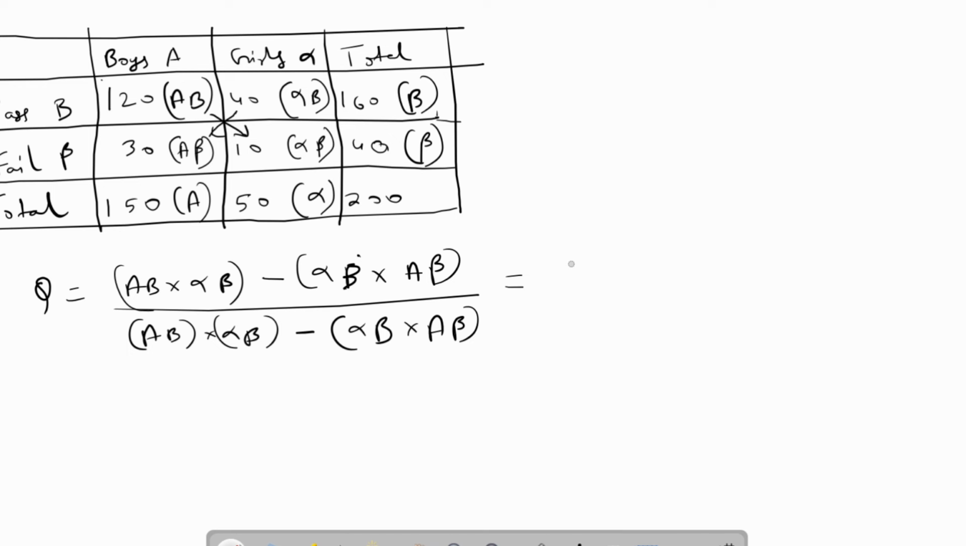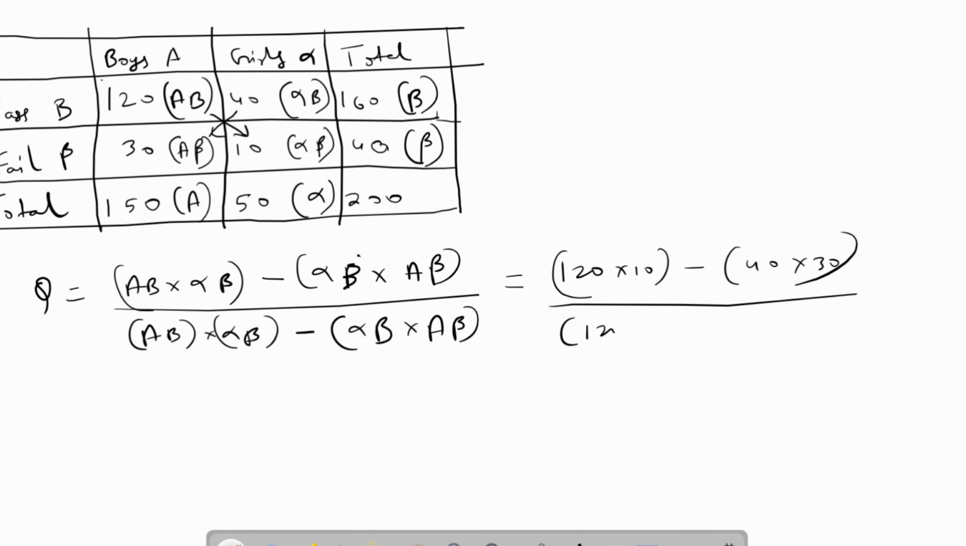Okay. So if you substitute the values here, it will be 120 into 10 minus 40 into 30, divided by the same thing, but we have to add it here: 120 into 10 plus 40 into 30. So the numerator, 120 into 10 is 1200 minus 40 into 30 is 1200. So 1200 minus 1200 is 0, divided by 1200 plus 1200, that is 2400. So your Q value here is 0 divided by 2400, which is 0.